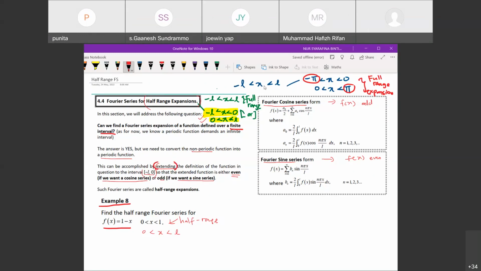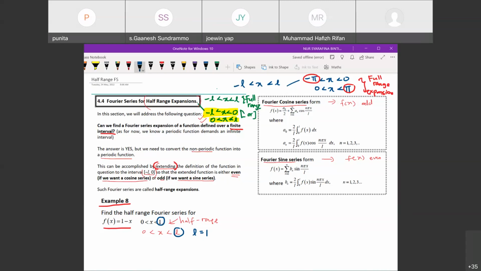So now from this example, you know that this is half range. And from this half range, you know that your L equals 1. For half range, there are only two cases that we need to consider. Is it Fourier cosine or Fourier sine? And this function can be both. How can it be both? By looking at the extension that we can do to the function. So we have f(x) equals 1 minus x.